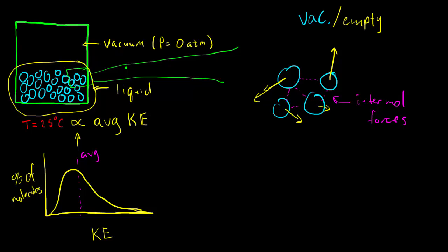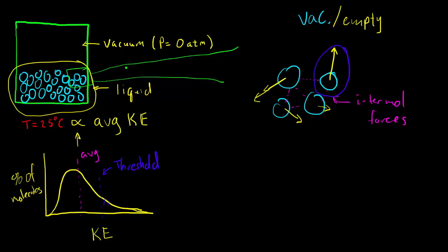So this is a distribution, right? We've got a small percentage of molecules that are moving really slowly, with a small kinetic energy, and a small fraction that's also moving really fast, ripping around with a lot of energy of motion. Most of them are in between. So let's imagine that there is some kinetic energy right here by this dashed line that is a threshold kinetic energy. If a molecule has this much energy or more, it will have enough energy to break free of its intermolecular forces and escape into the gas phase.